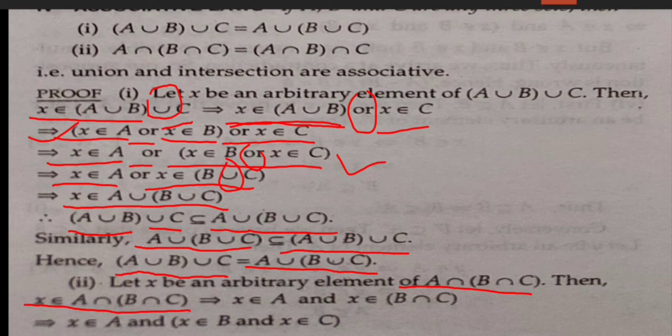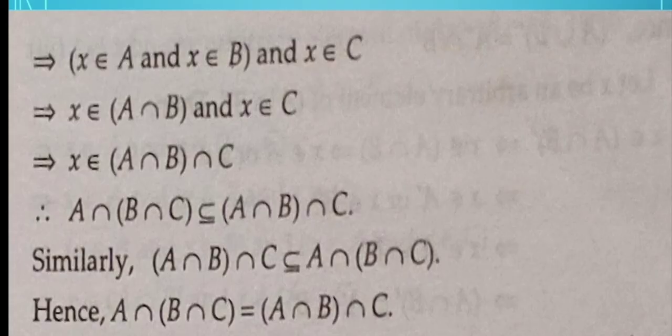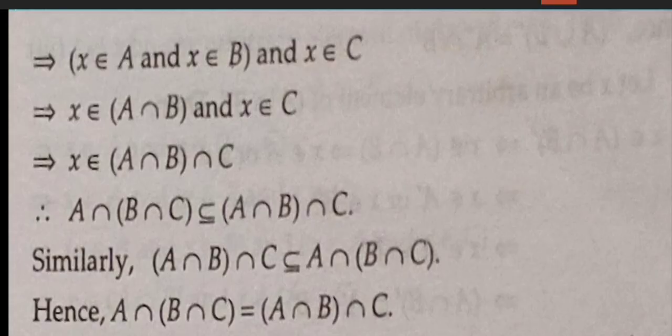Then X belongs to A intersection of B intersection C, which can be written as X belongs to A. Here the symbol intersection is there, for that reason we are taking "and". X belongs to B intersection C, which implies X belongs to A and X belongs to B and X belongs to C. Got it? Next we move, X belongs to A and X belongs to B and X belongs to C.